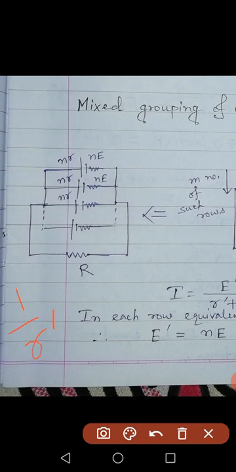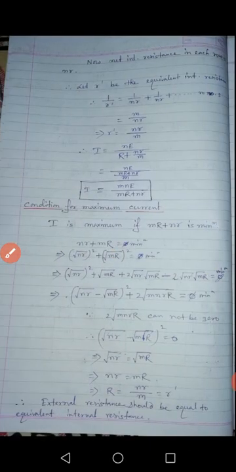For parallel, 1 by R dash equals 1 by NR plus again 1 by NR plus, in that way how many 1 by NR will be there? M numbers. This one NR, NR, NR, in that way M, right? So the next page, this one.